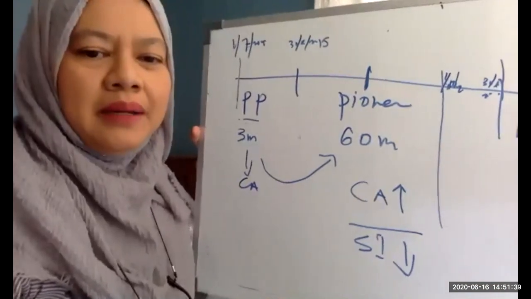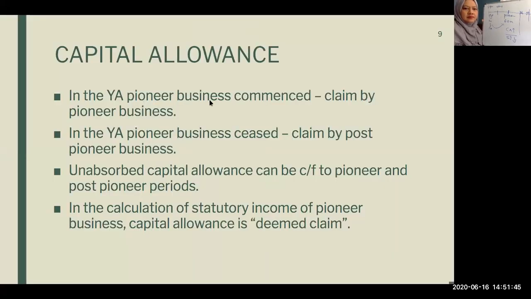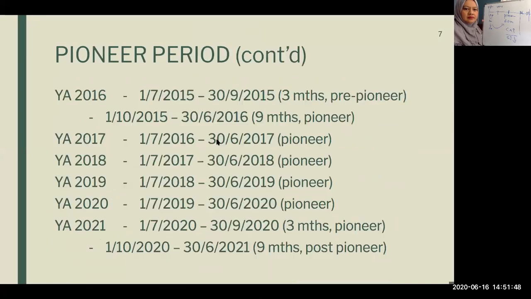Look back again, the post-pioneer period. Okay, just 3 months. Oh, post-pioneer is 9 months, right? The 3 months period is correct, 1st July to 30th September 2020. So the 3 months, but these 3 months is still under pioneer status, isn't it? Yes, madam. But your pioneer status ends on 30th September 2020. So the 3 months period by year end is 30th of June. That's why you have a cut off period like that.